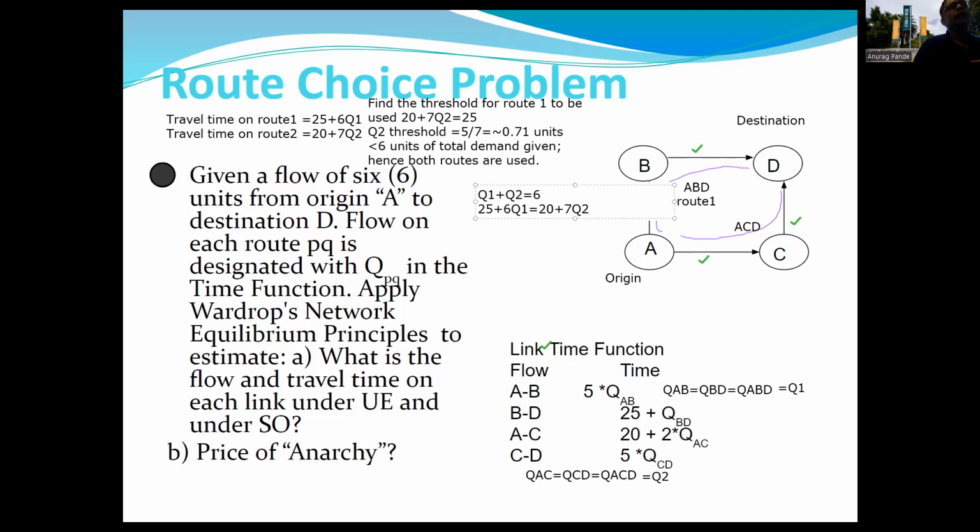7 Q2. And again, now you have 2 unknowns and 2 equations, and I'll let you solve that and figure out the values for Q1 and Q2. Those will be your values of how the flow will be divided between the 2 routes. Okay. Now, according to user equilibrium principle, these are the 2 equations for user equilibrium principle.